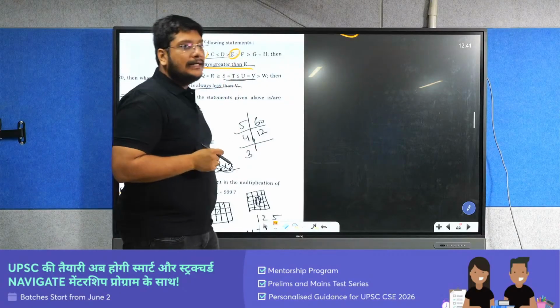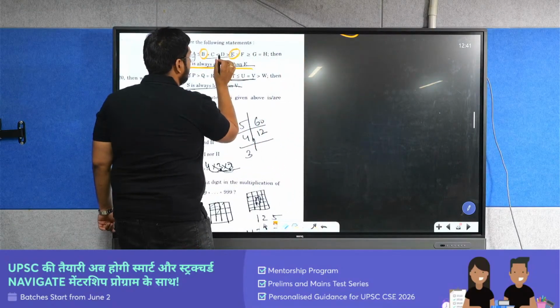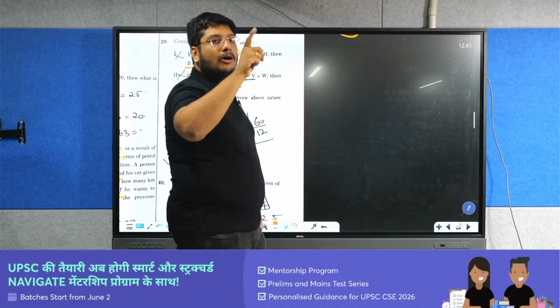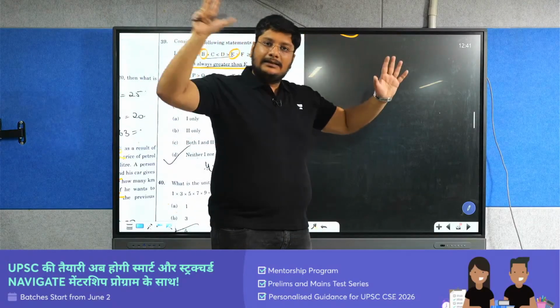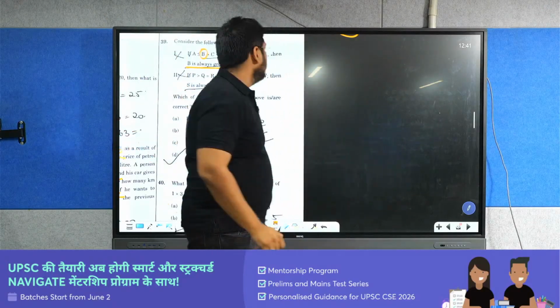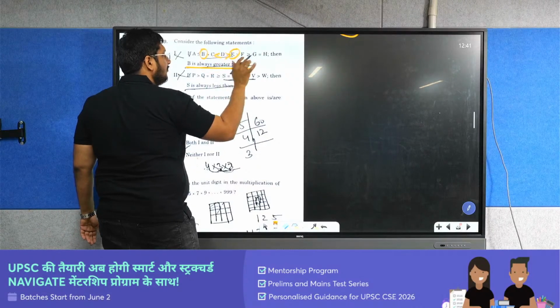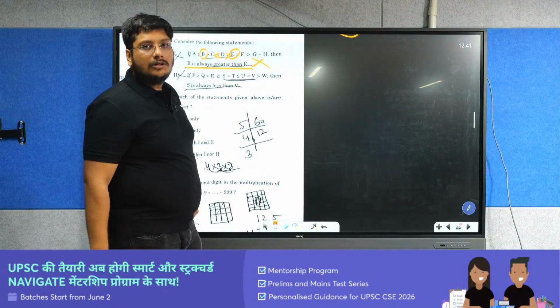Whenever in an inequality we have to find a relationship between two numbers, the sign should always be constant. Either it should be less than, or greater than, or less than or equal to, or greater than or equal to. If it is less than and greater than, no solution. That means here it is less than, greater than. I cannot find any relation between B and E. Close your eyes and mark this wrong.